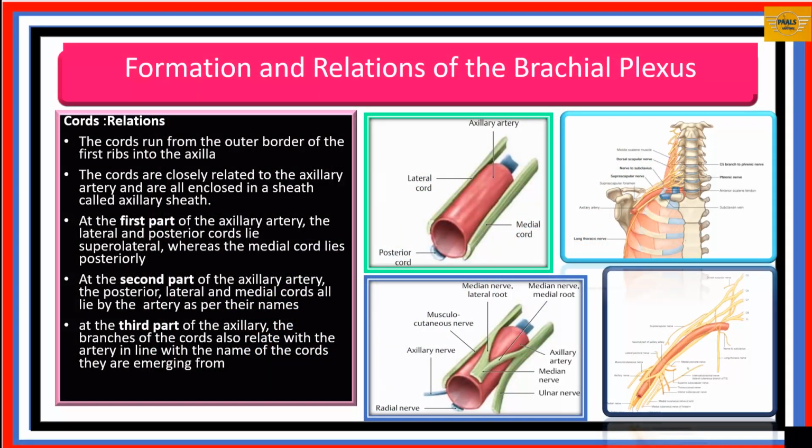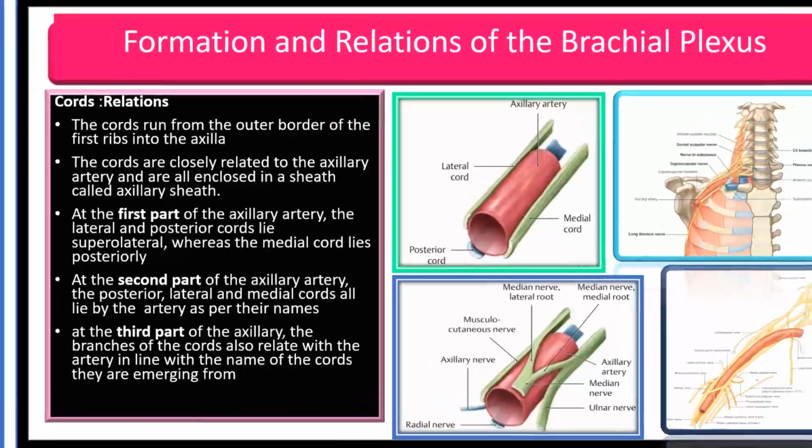The relation of the cords is actually very important. The cords will run from the outer border of the first rib and will run into the axilla. A sheath called the axillary sheath will wrap around the cords and the vascular structure, and will run from the cervical region into the axillary region. These cords have a very strong relationship with the axillary artery. Now, this relationship changes at the various parts of the axillary artery.